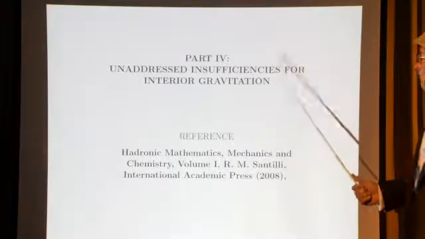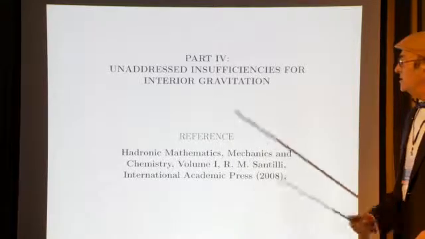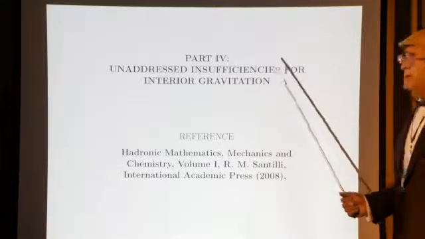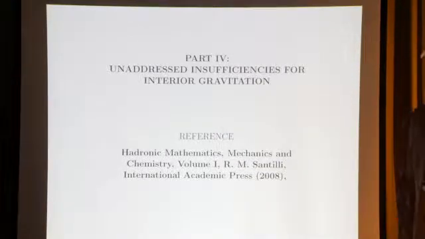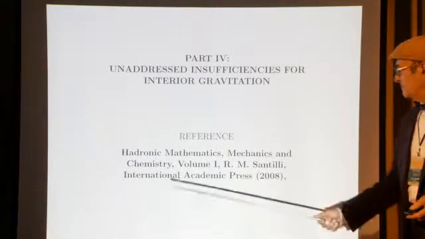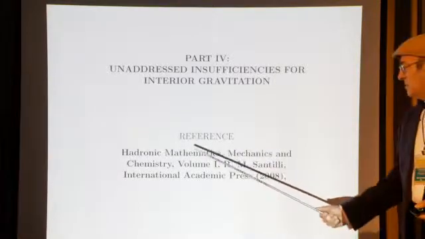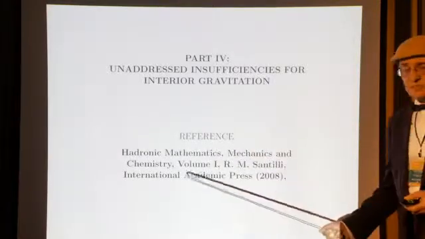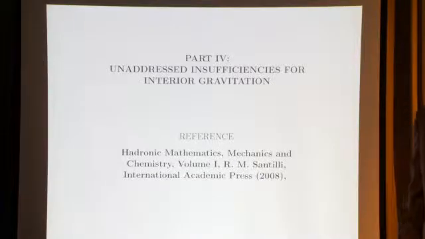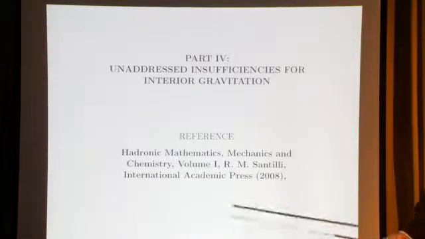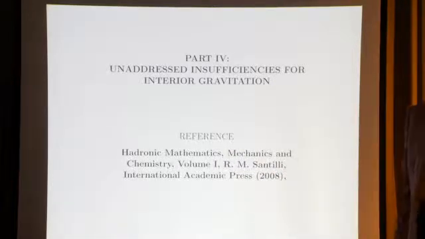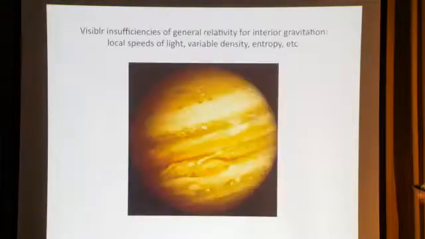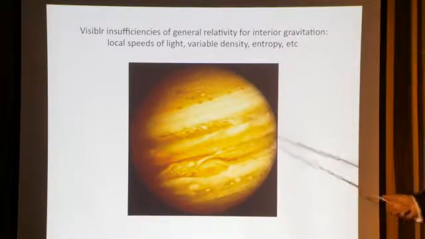Let's now pass to part 4 of this lecture, namely the totally unaddressed insufficiency of Einstein gravitation for the interior gravitational problem. This has been treated in many publications in refereed journals. I only mention here hadronic mathematics, mechanics, and chemistry, because this series of books is dedicated to the interior problem. There you have a comprehensive presentation, and there is a bibliography, 50 pages long, if you are interested in the original papers. Okay, let's look first at Jupiter.